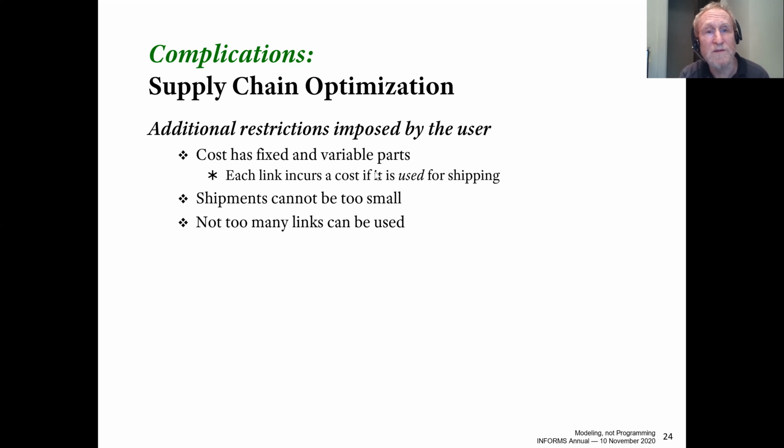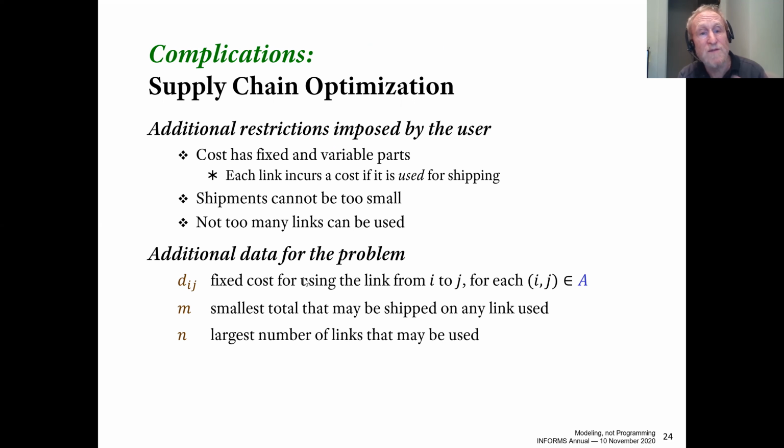So complications could be things like additional restrictions, fixed and variable parts of the costs, minimum size of shipments, limits on the number of links used. Each of these will have additional data that go with them. And when I put in these complications, that will affect the approaches.